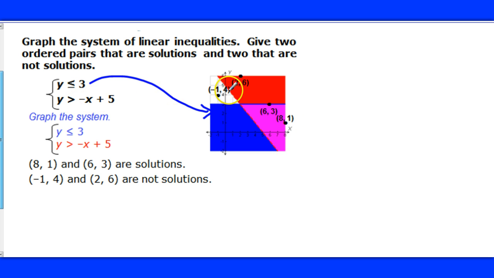This one is going to start here at 5, go down one, down one, right one. So this is going to be the red one right here. This is a dotted line, and since it's greater than, we shade above it. And this pinkish purple area right here is where those two overlap. That's where your solutions are. So 6, 3, since it's on the solid line, and 8, 1, since it's in this overlapping part, are solutions. 2, 6 is not, and negative 1, 4 is not. And that's it.